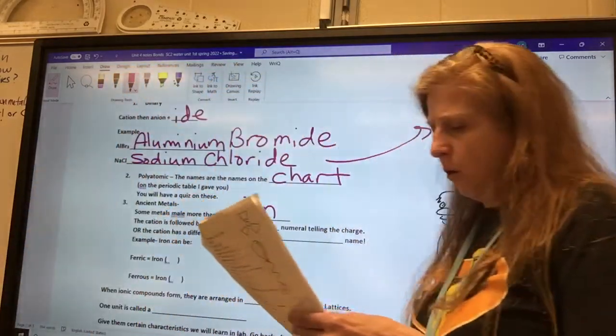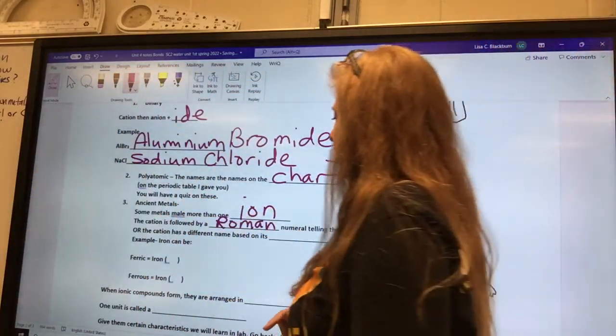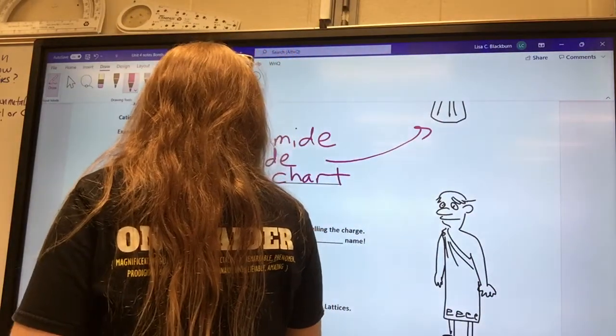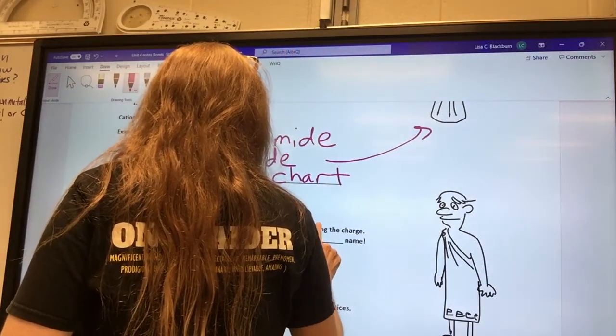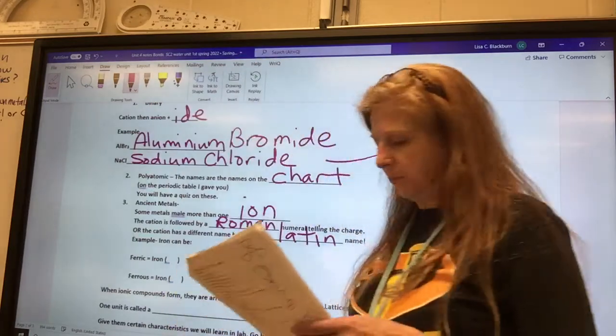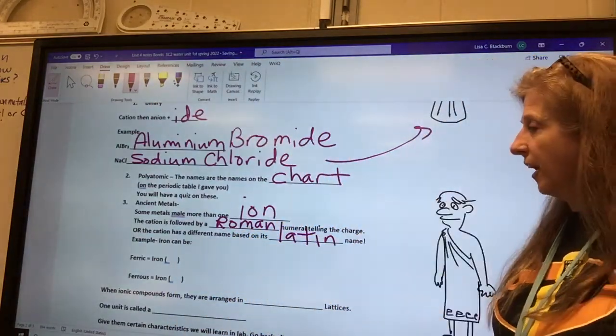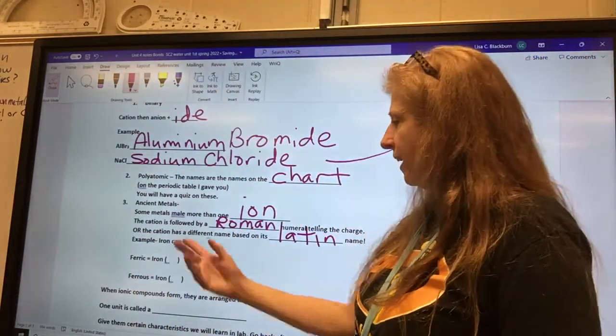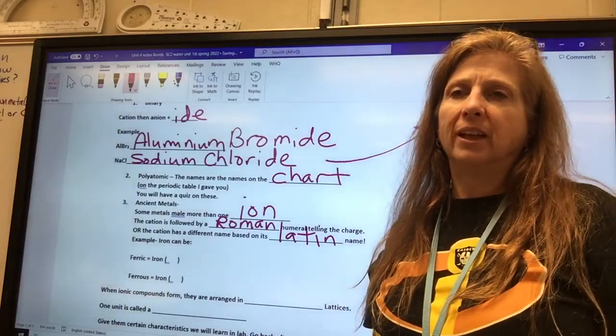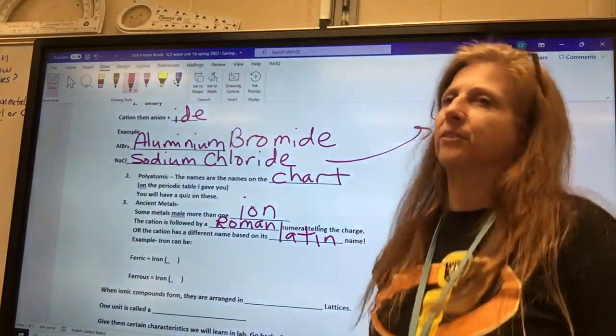Telling the charge. Or the cation has a different name based on its Latin name. And y'all learned the Latin names already. For example, ferric. You look on your chart and you tell me the answer. Is iron what? Look on your chart and tell me what ferric is.